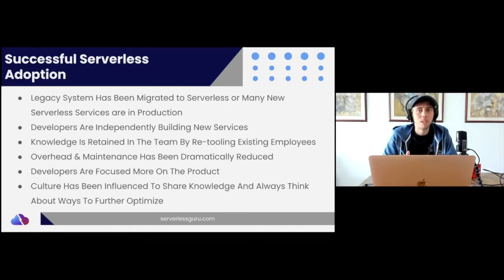It's not so much talked about in my talk today, as I'm focusing more on the org side of things, but having the ability to see all that information at a very granular level does help improve, and it gives developers the insight that they need to be able to make those micro adjustments, and that has dividends downstream. Developers are also able to independently build new services. Knowledge is retained inside the team. Overhead and maintenance has been dramatically reduced. We're doing much less, and we're focusing more on the product. And the culture has been influenced to share knowledge and always think about ways to further optimize.